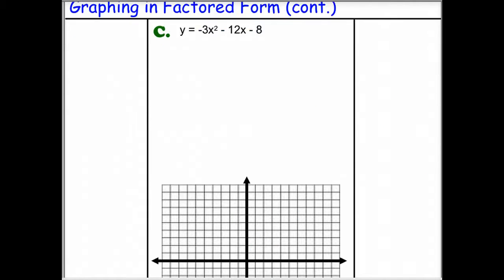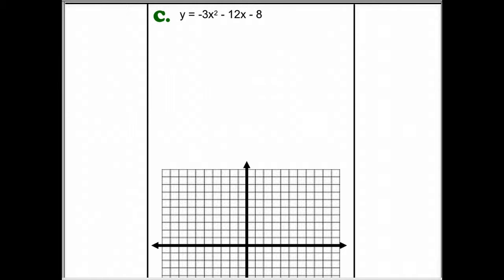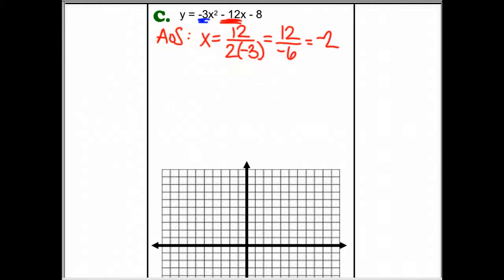The next one is a little bit trickier just because we do have now a coefficient out front. So let's go ahead and give this a shot, starting with our axis of symmetry. So we have the opposite of b, which happens to be -12, so the opposite is 12, over 2a, so 2 times -3, 12 over -6. 12 divided by -6 is -2, making my axis of symmetry x equals -2.